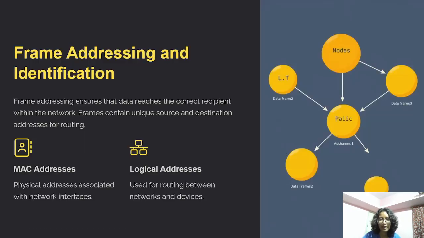Frame addressing and identification. Frame addressing ensures that data reaches the correct recipient within the network. Frames contain unique source and destination addressing for routing. MAC addresses, physical addresses associated with network interfaces. Logical addresses, used for routing between networks and devices.